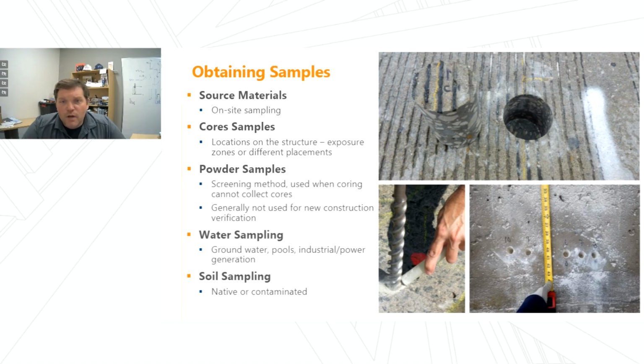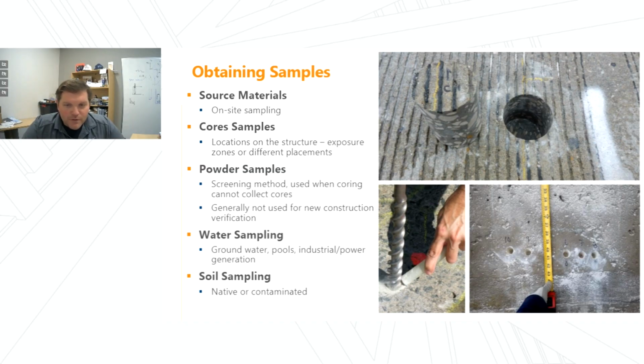In some cases, we're not always able to take a core sample, whether we're limited by access or limited by restrictions of the structure. We can take powder samples through drilling into the concrete and collecting the resulting powder, whether in a bag or in a vacuum. In general, we wouldn't use powder samples for an in-depth analysis just because of the limitations. They can be used as a screening method to see the approximate or rough levels of chlorides.